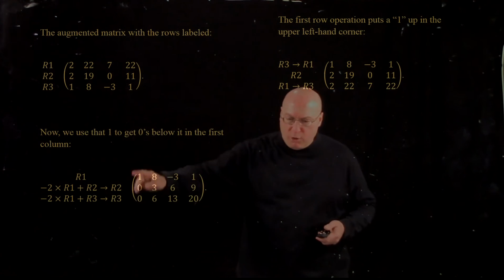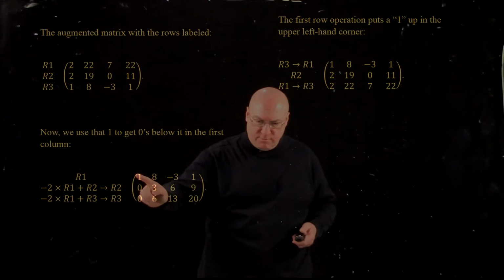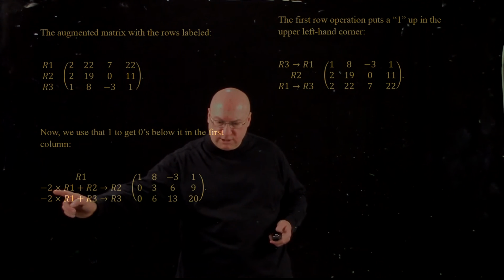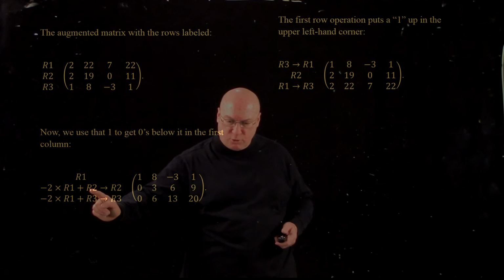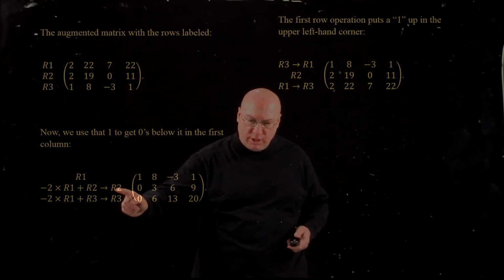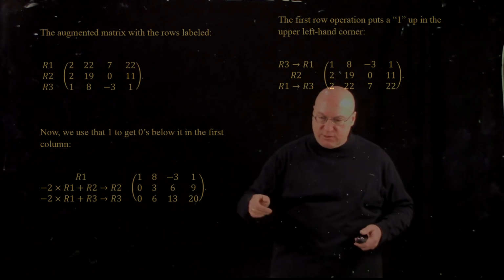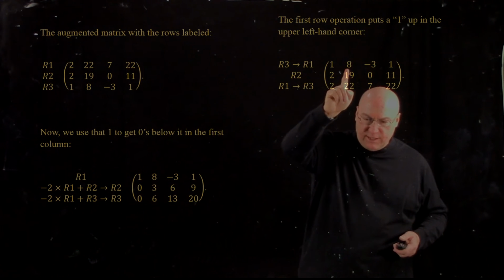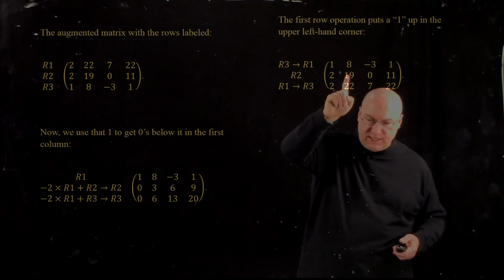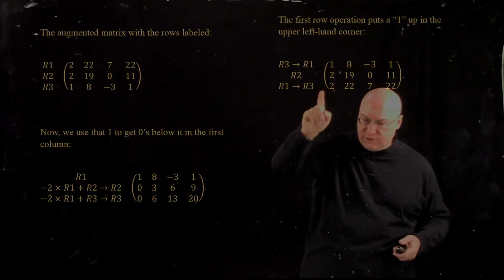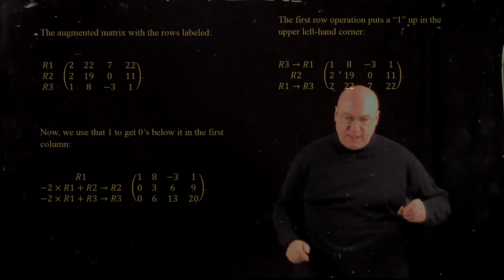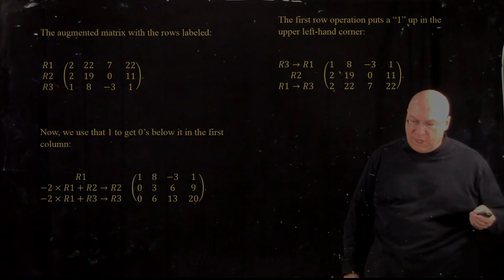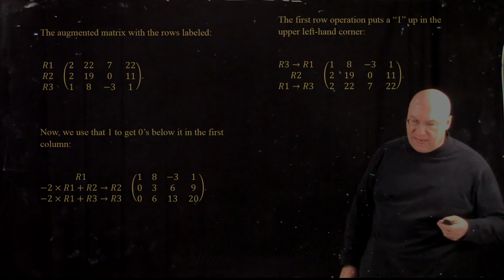Now look, row 1 stays as is, but then I'm going to take -2 times row 1 and add it to row 2, and that becomes the new row 2. And when I do that, see that, in fact, I do get -2 times 1 is -2, add there, 0. -2 times 8 is -16, add there is going to be 3, which is what I have, right? And then -2 times -3 is +6, add to 0, you get 6. -2 times 1 is -2, add to 11, you get 9.